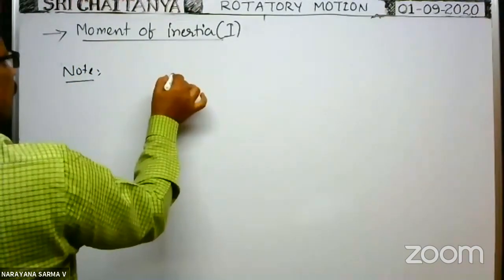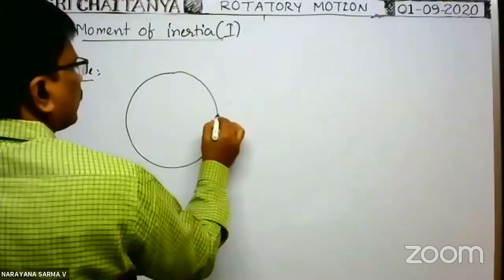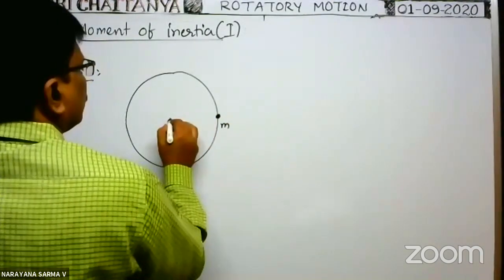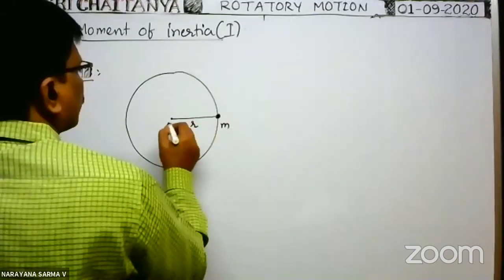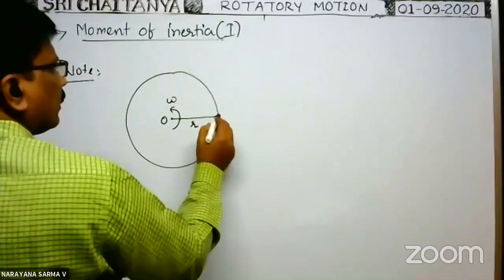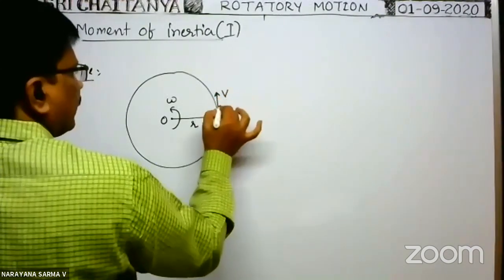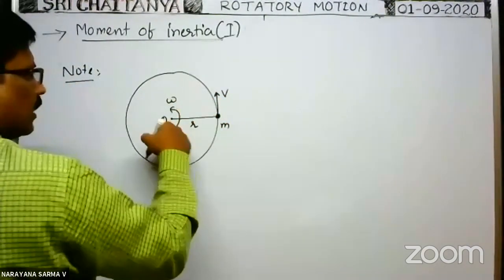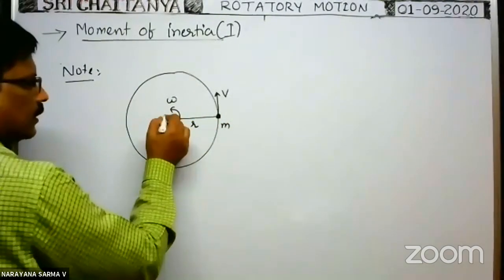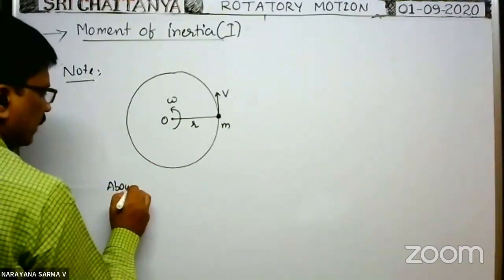Suppose one particle of mass m is moving along a circular path of radius r with angular velocity omega and speed v. At any instant of time, the velocity of the particle is along the tangential direction at that point. This distance, the radius of the circular path, is the perpendicular distance of that particle from the axis of rotation, or from the center. Then what is the moment of inertia of the particle about the center?